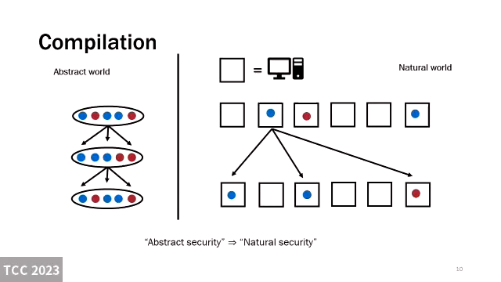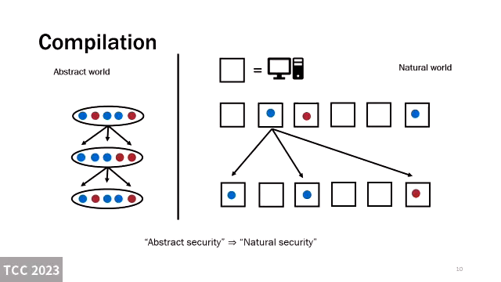And this is kind of what we're going to pour into with our result, trying to see what security guarantees you can get when doing this transformation here. So we need to use the fact that we can simulate in the abstract world to help us simulate in the natural world.